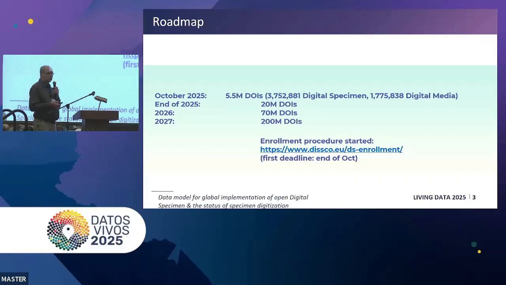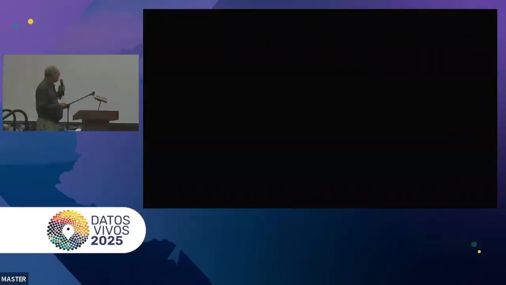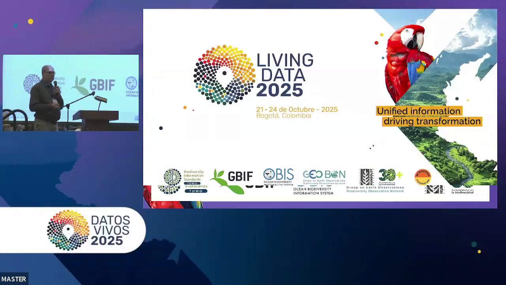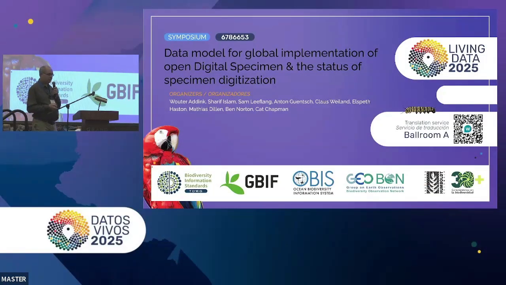The minimum that we want to do is create this digital specimen identifier in the form of DOIs for all the specimens in the world. And that means that you can reliably refer to these specimens in literature, and also it allows you to better monitor the usage of these specimens in research. We can now go to the first presentation, which is from Sam Leeflang. Unfortunately, he could not be here today, so we have a recorded presentation from him.